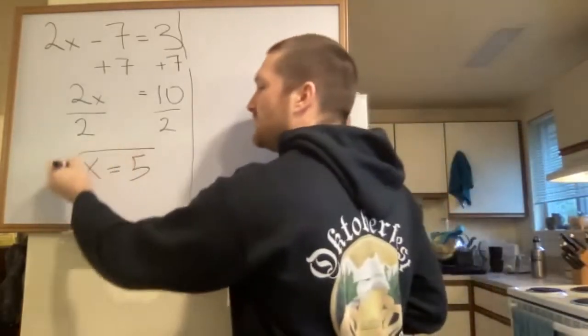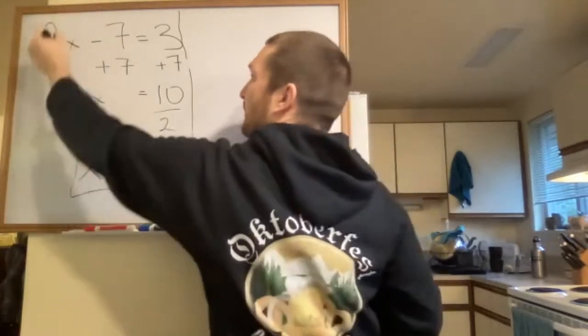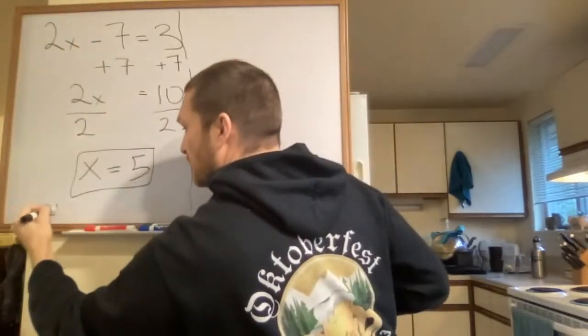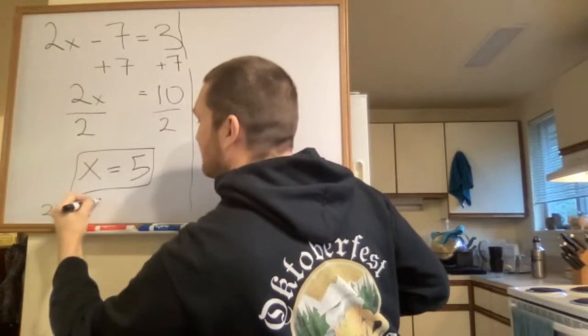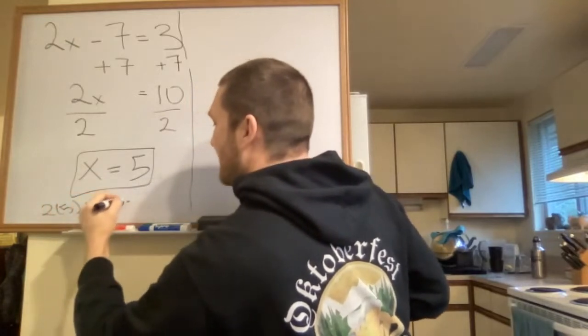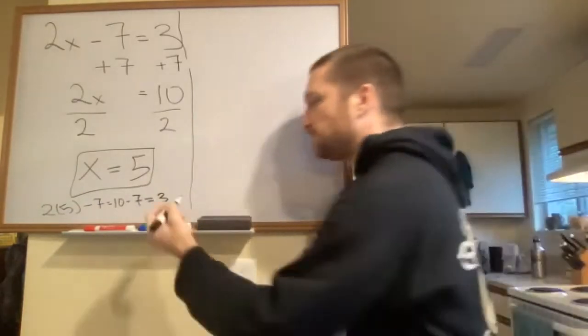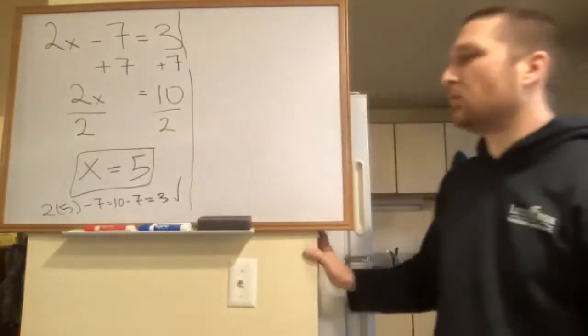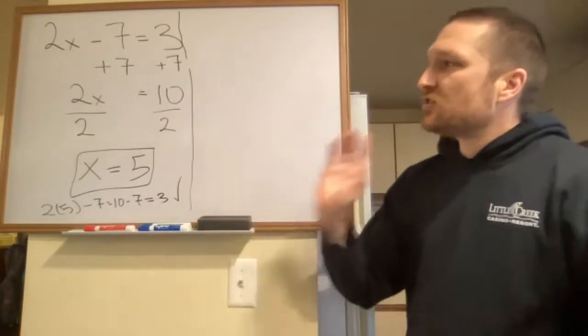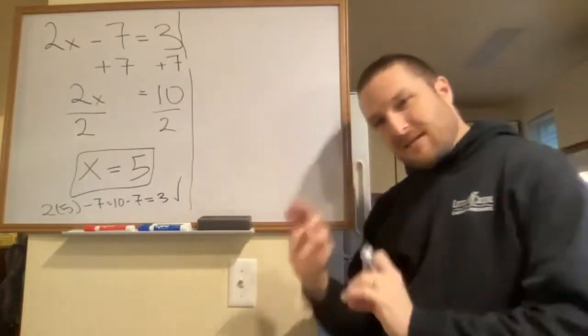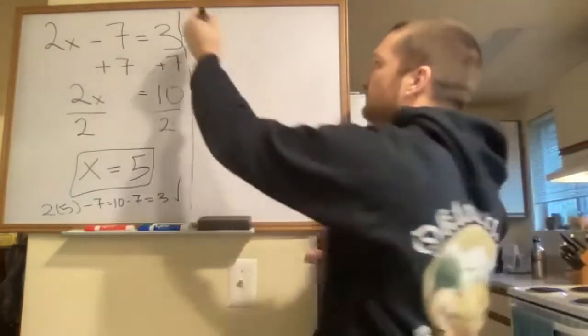In this case, we take x = 5, plug it in right here. We get 2 × 5 - 7. 2 × 5 is 10, -7 does indeed equal 3. And so that checks and we're good to go. So let's do something very, very similar here.